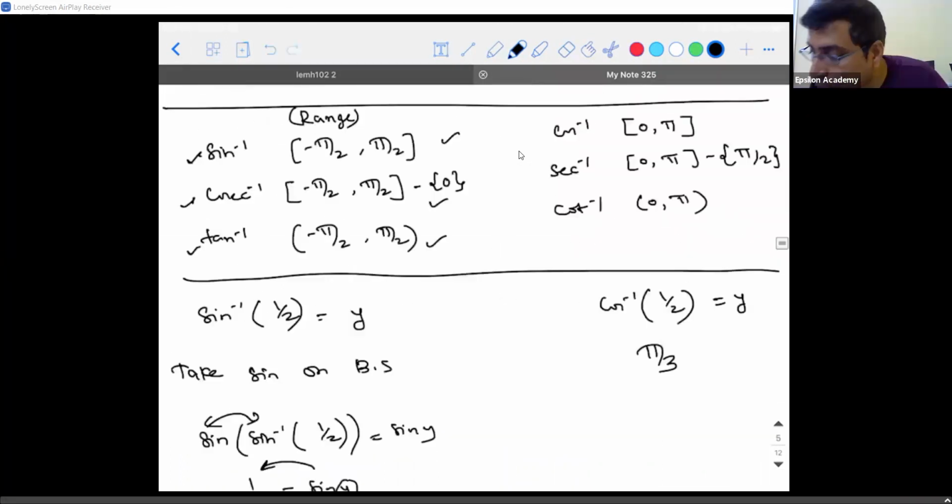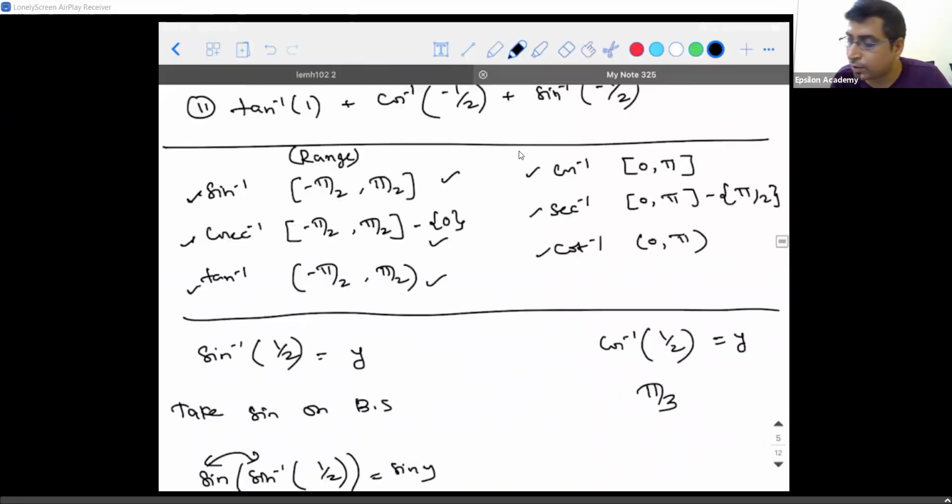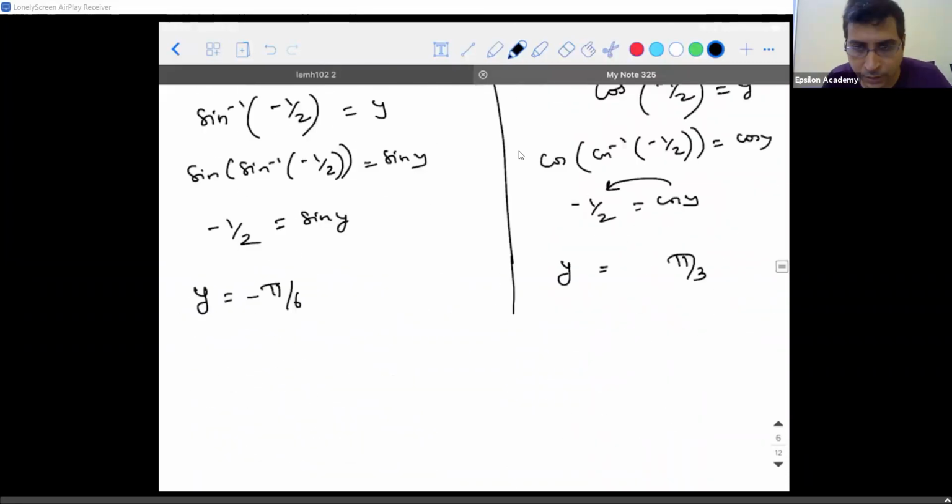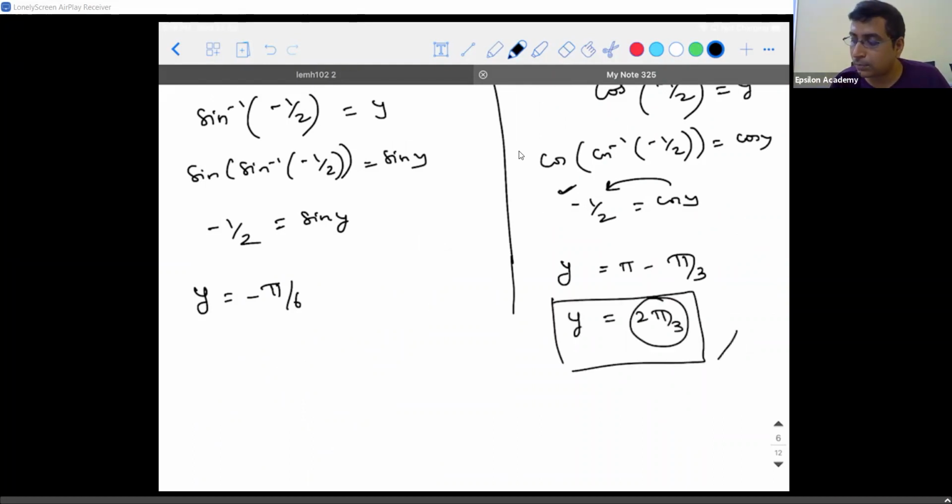Whereas when I talk about cos inverse, secant inverse and cot inverse, I cannot put a minus sign there because minus pi by 3 doesn't lie between 0 to pi. So for these kind of scenarios, whenever you have a minus sign, put a pi here and a minus, that's it. Pi minus pi by 3, answer will be 2 pi by 3. Understood? Yes, sir. So this is the method I told you.